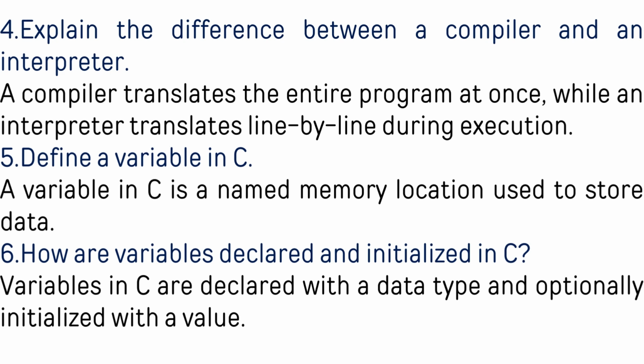5. Define a variable in C. A variable in C is a named memory location used to store data. 6. How are variables declared and initialized in C? Variables in C are declared with a data type and optionally initialized with a value.